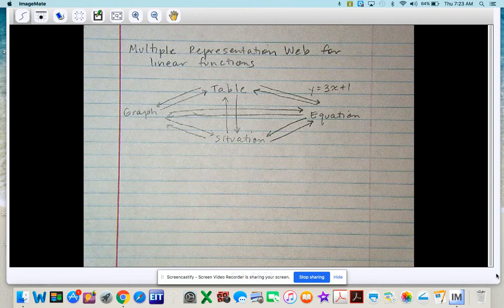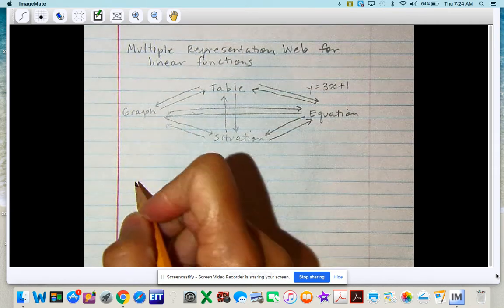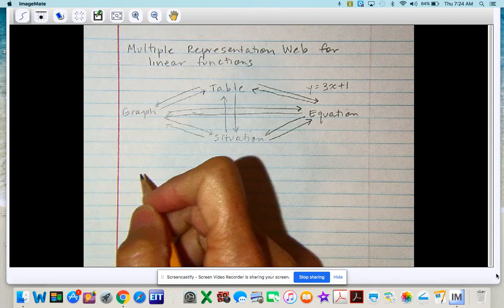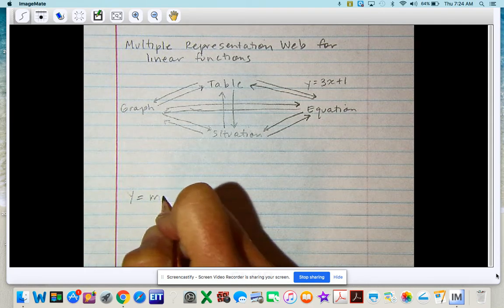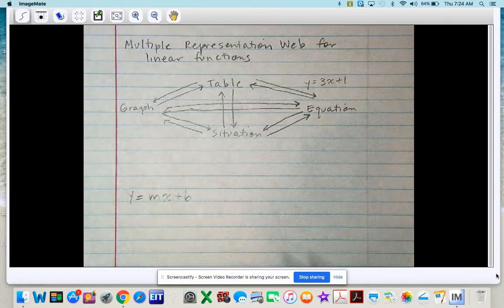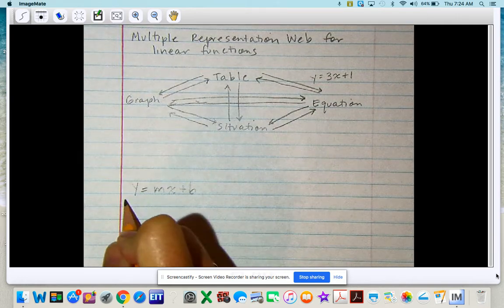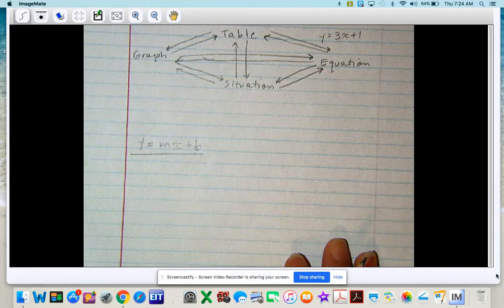Okay. So some of these links might be a little weak at this point, but we'll be working on strengthening those so that for a linear function, if you have any one of those things, you should be able to find the other three. Okay, next learning log entry was to focus on the equation y equals mx plus b, which is the general form of a linear equation. So let's think about what those forms mean.